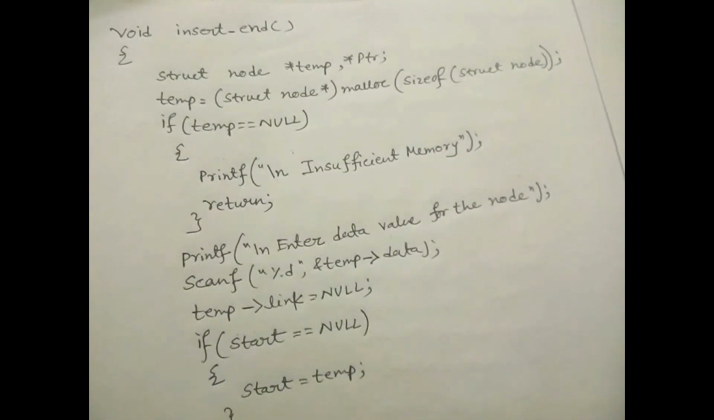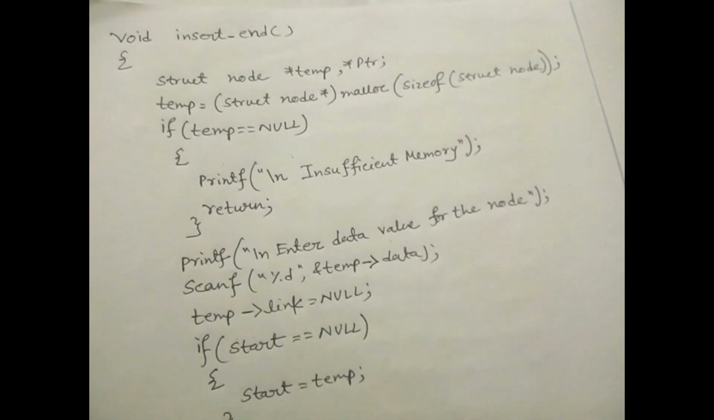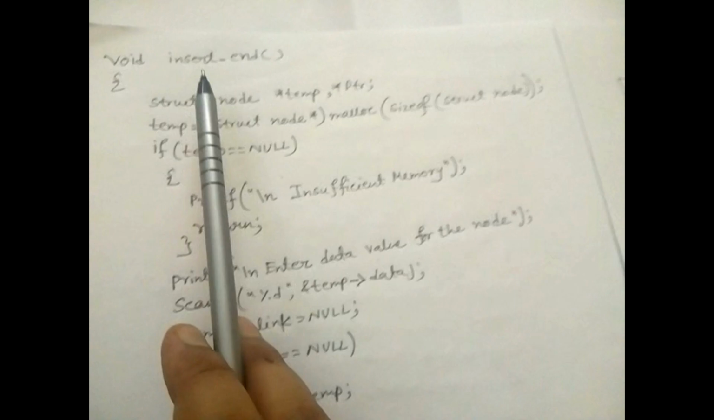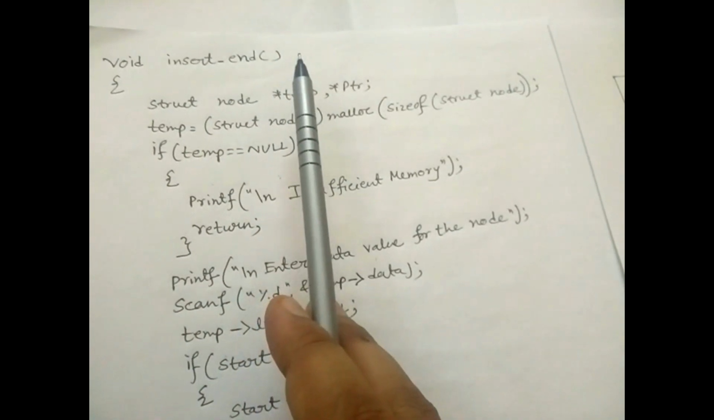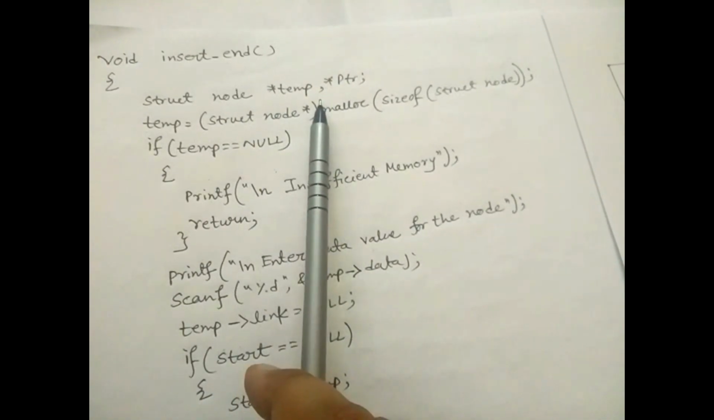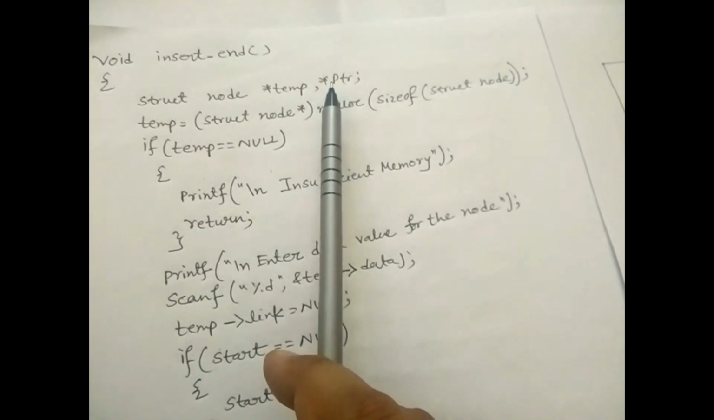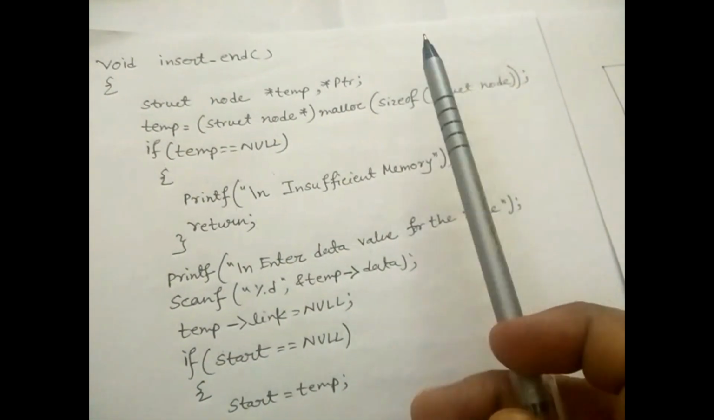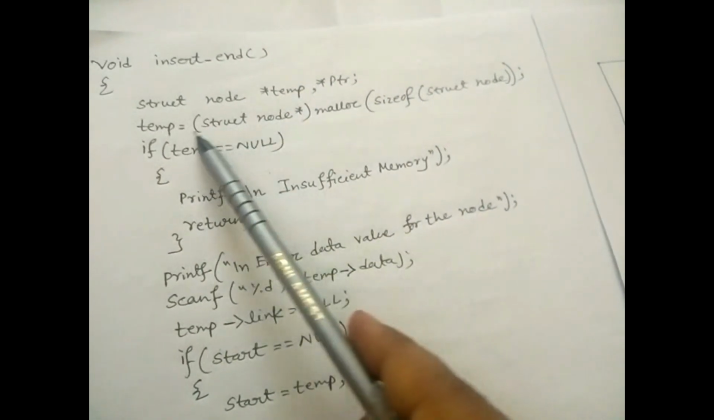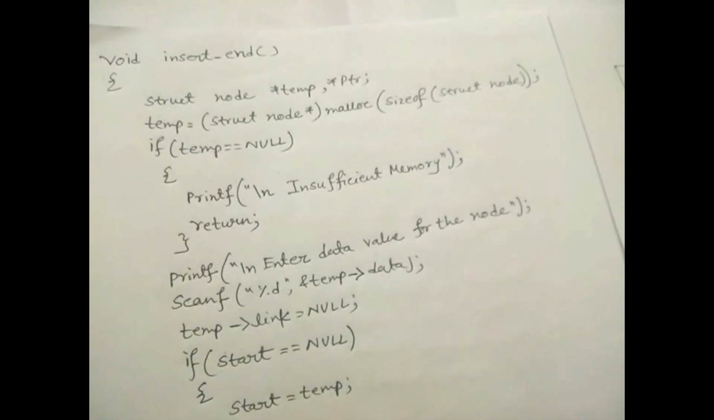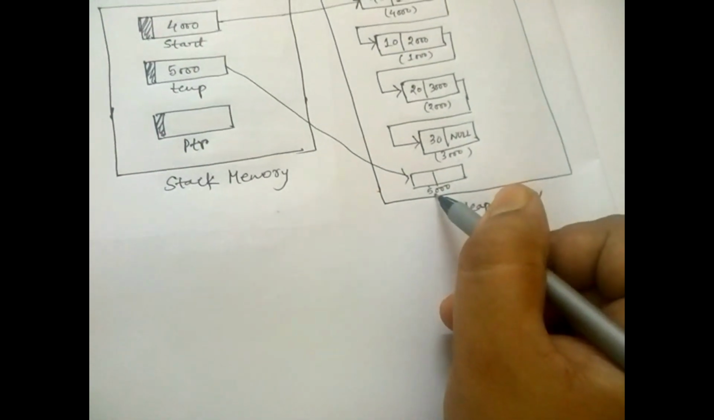Now I will discuss how to insert node at the end of the list. Let's see the code. See the insert end function, void is the return type and insert_end is the name of the user defined function. Within the function declare two pointer variables temp and ptr, which point to structure. They reside in stack memory because they have been declared as local variables. Now again an address is allocated for temp in heap memory, but it is a different address. Suppose it is 5000.